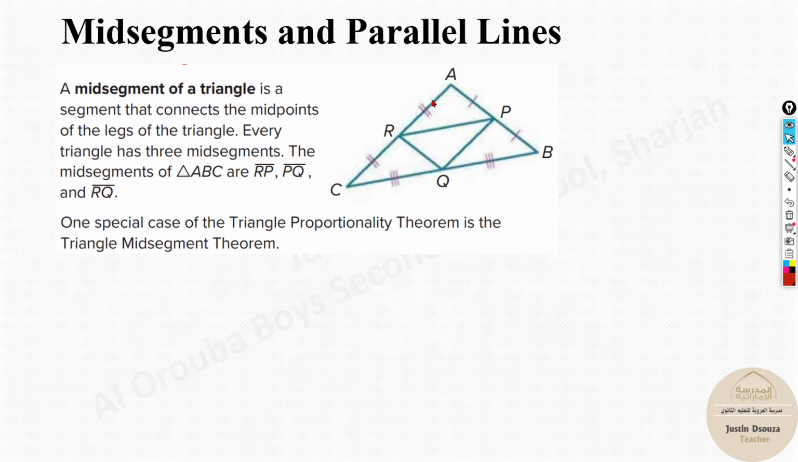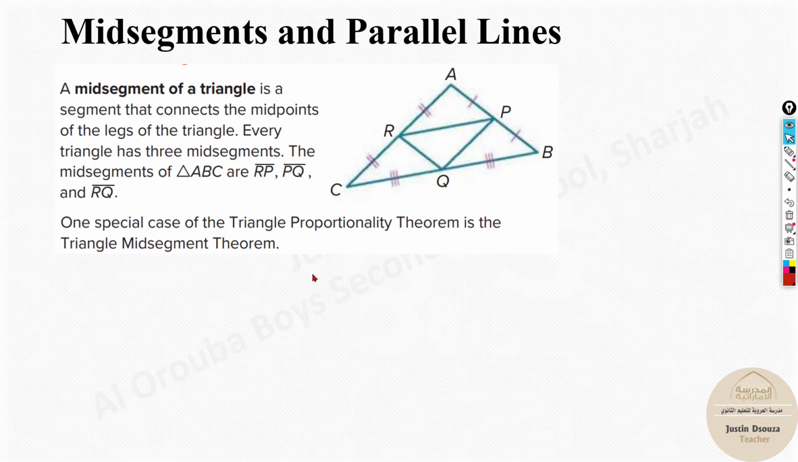If this is phi, this is also phi. Total will be 10 length. CQ and QB are the same thing. This point cuts it off, and AP and PB are the same because P cuts the AB line in the middle. So that is about mid segments. They join at the middle points.